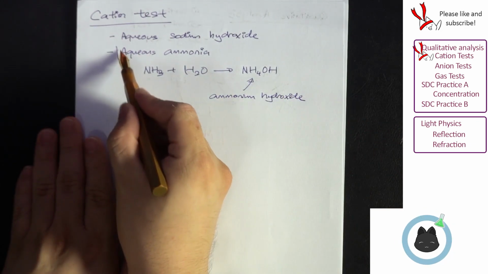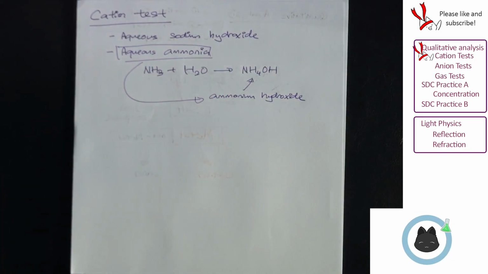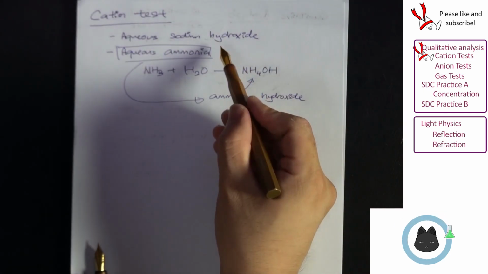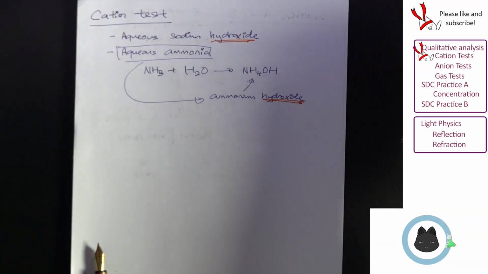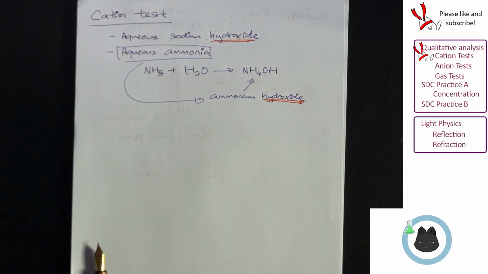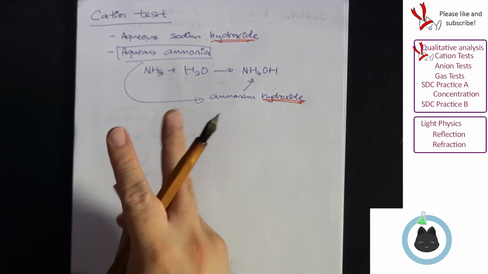So, aqueous ammonia's identity is ammonium hydroxide. I want you to pay attention to the word hydroxide. Both chemicals contain hydroxides, and later on we will make good use of it. So the cation test always has two stages.